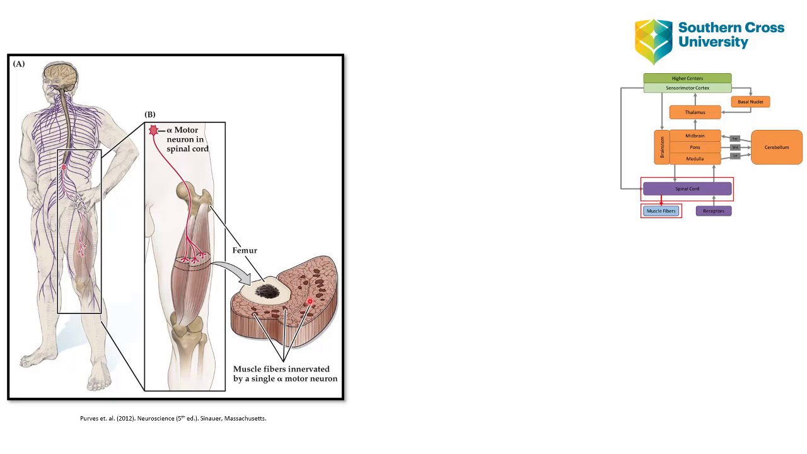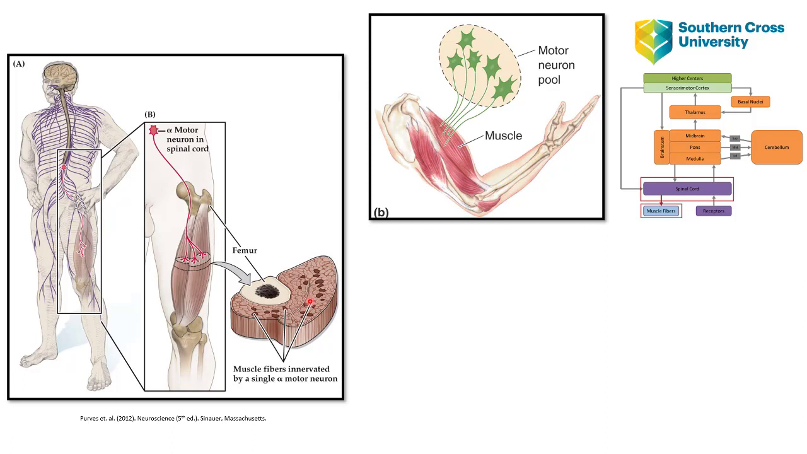We're also talking about this concept of the motor neuron pool. So if you imagine now you have hundreds or thousands of these alpha motor neurons and all of their fibers coming down to innervate all of these muscle fibers. That is termed the motor neuron pool. So the motor neuron pool is all of the alpha motor neurons that innervate a whole muscle.